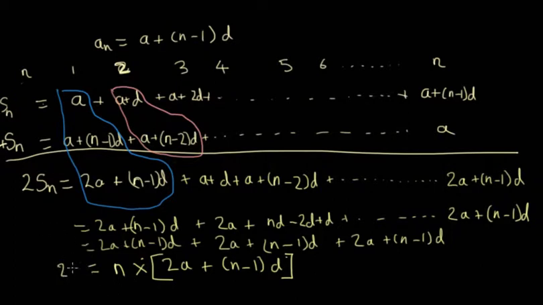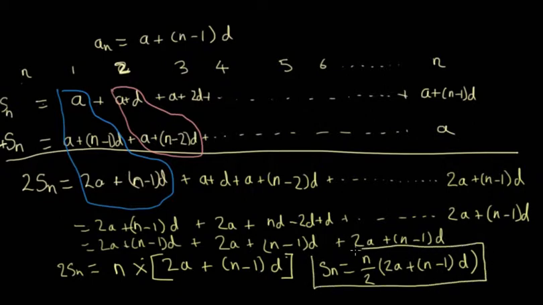Remember this is 2Sn. We can now rewrite this, dividing both sides by 2, Sn is n over 2 times [2a plus n minus 1 d]. And this is the general formula for an arithmetic series.